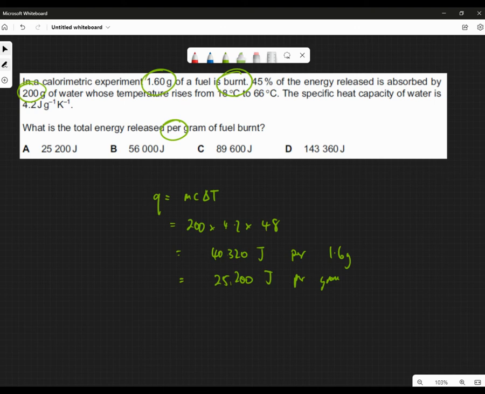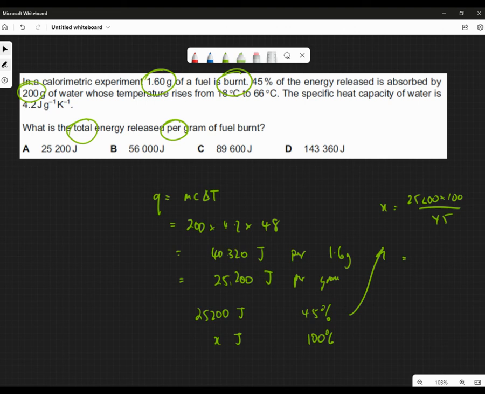It says it's only 45% efficient, so it wants the total energy. In other words, 25,200 joules represents 45%. So what represents 100%? Well, that's X joules, isn't it? X is equal to 25,200 times 100 divided by 45. I'm sure you could have done it quicker than me, couldn't you?